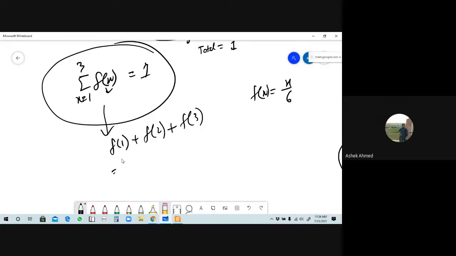So from here, tell me the values. f of 1 will be 1 by 6. f of 2 will be 2 by 6. f of 3 will be 3 by 6. Okay, so this value will be what? 6 by 6 equals 1. Is it right? Respond to me. Yes sir.